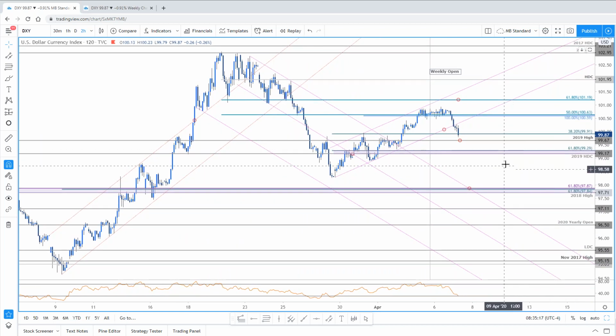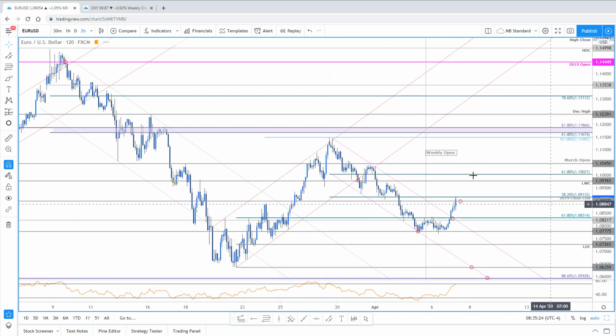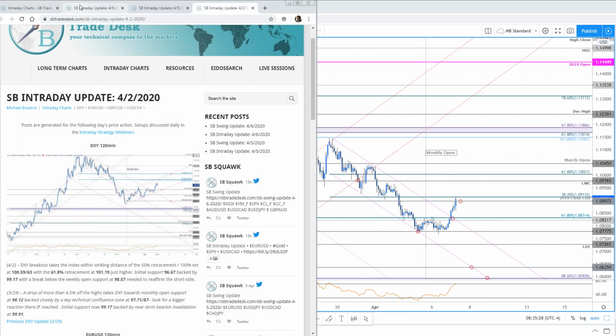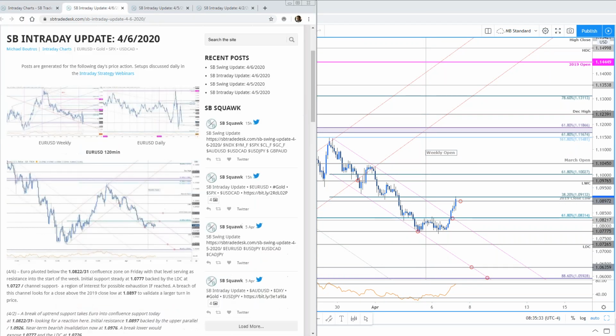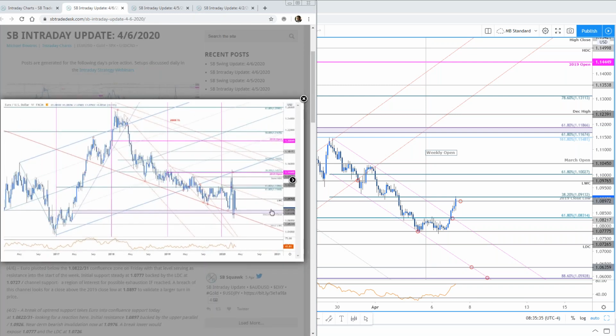So any questions on DXY? If not, I want to jump into some of the more operable trades that we're in or getting involved in. Here's euro, and here's what euro looked like earlier, I guess it was last night. All right, first things first, I showed you this yesterday.